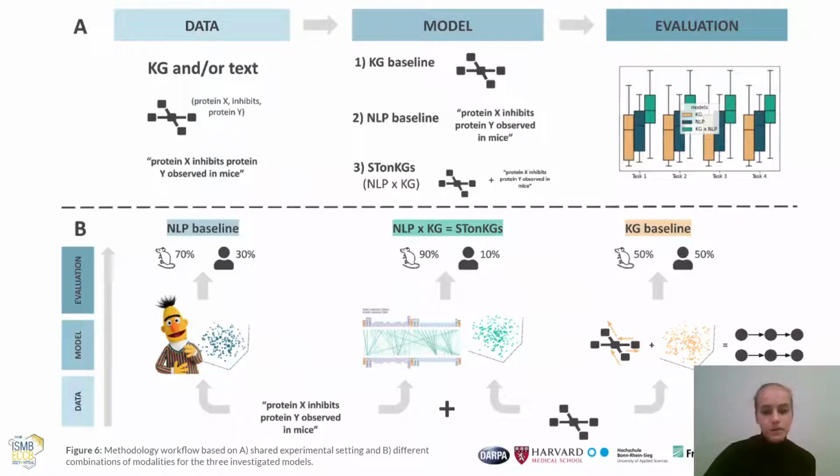Now, moving on to the methods, I want to start with an overview. We're evaluating the three models on a shared data set, as I mentioned before, and this data set consists of text triple pairs, so basically a sentence or two of text and a knowledge graph triple associated with it. Depending on which model we use, we take different partitions of that data, shown in the lower half of the figure here: either only text or only the knowledge graph data for both baselines, or the combination of the two modalities for our proposed model called STonKGs.